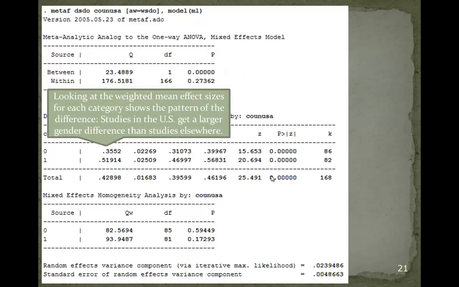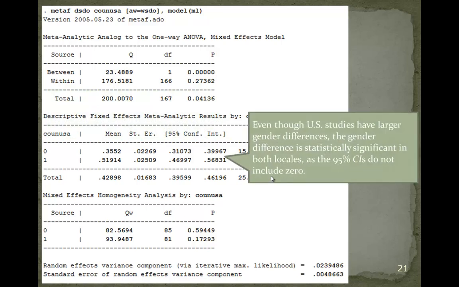If you look at the weighted mean effect sizes for each category, then you see the pattern of that significant difference. The pattern is that studies in the US get a larger gender difference than studies elsewhere. Okay. Now, if you look at the confidence bands for both of those mean effects, you can see that although the gender difference is bigger in the US, both of those mean effect sizes are significant. There's no 0 in that confidence interval, therefore they are significant.